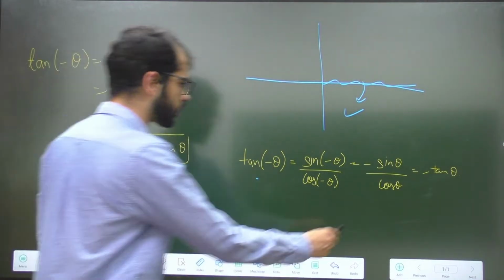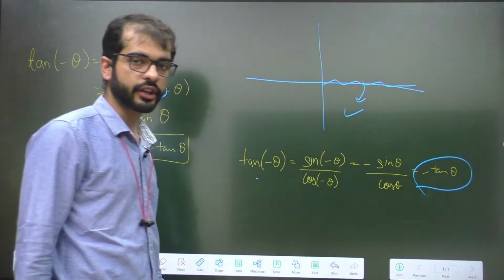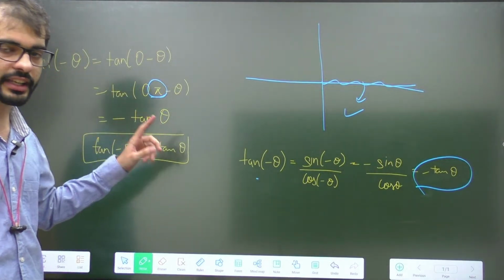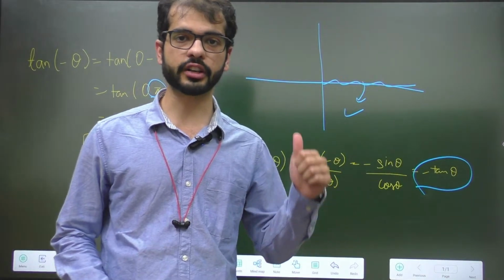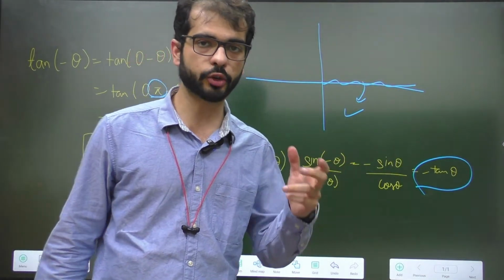You can use either of the two methods, but the important point is that you must know what is happening in each individual case. Now your homework is to do the same thing for sec, cosec and cot. I hope you will be able to do that.